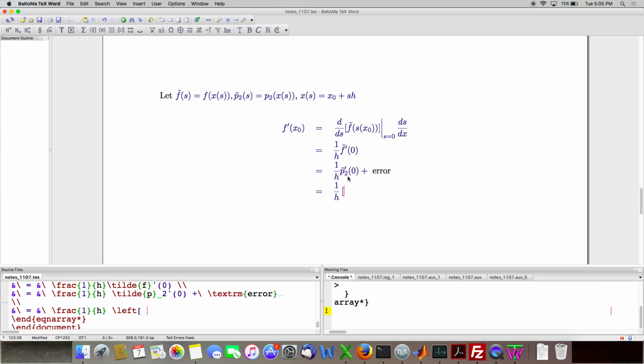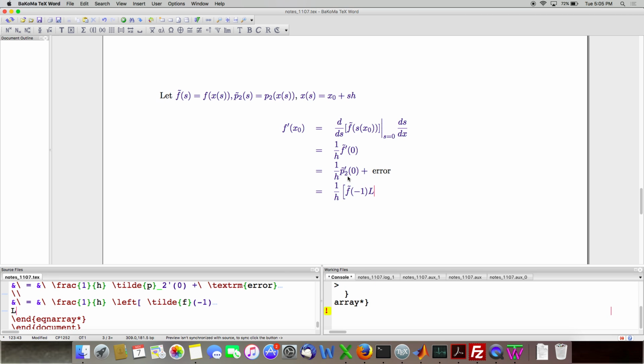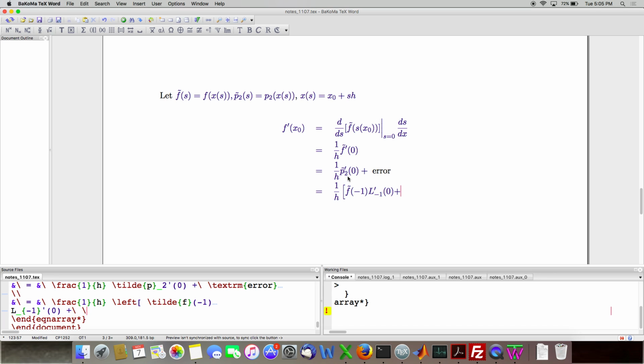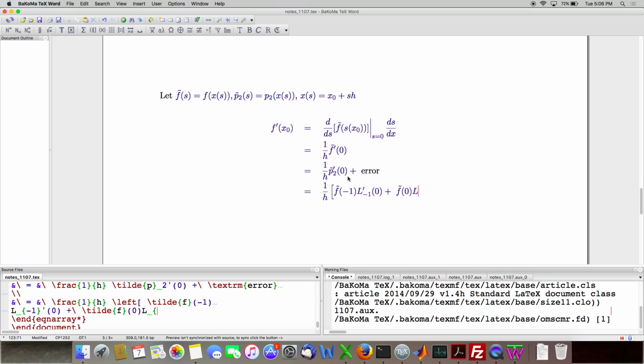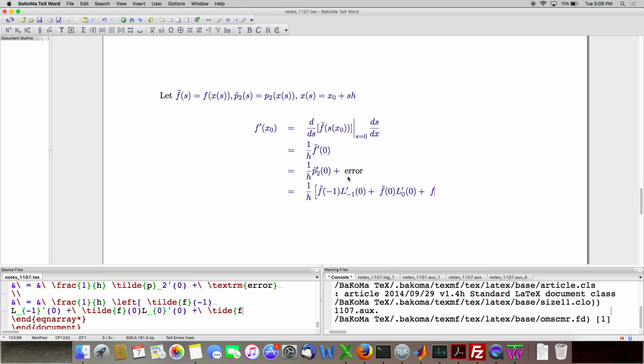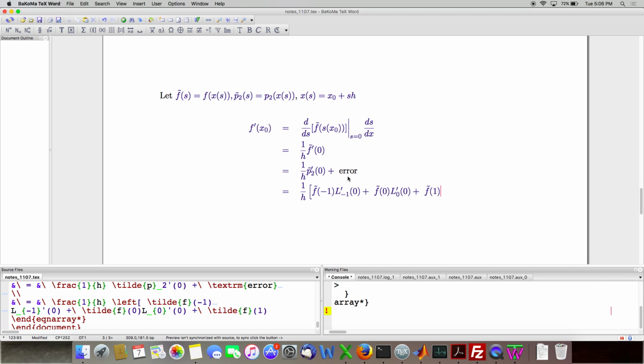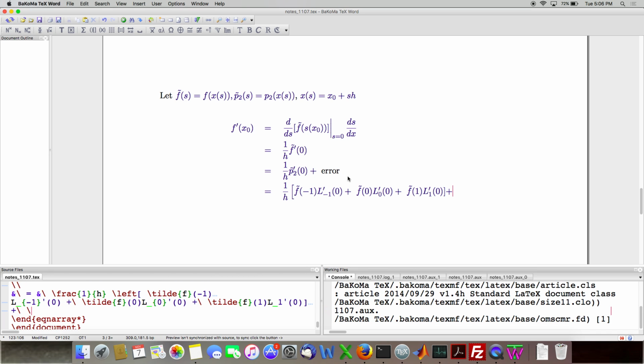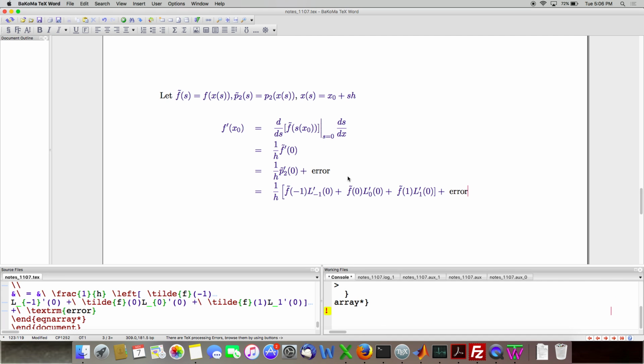So I have 1 over h times f tilde at minus 1 times the Lagrange polynomial L minus 1 prime at 0, plus f tilde of 0 times L0 prime at 0, plus f tilde at 1 times L1 prime at 0, plus error. Okay, unfortunately, I just realized I've gone past time, and this is not finished.